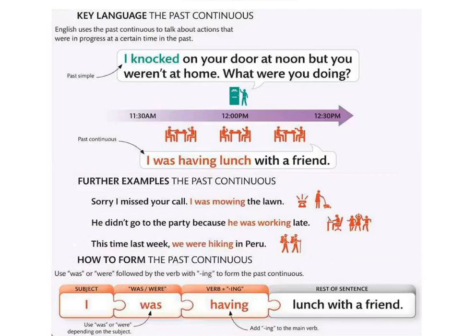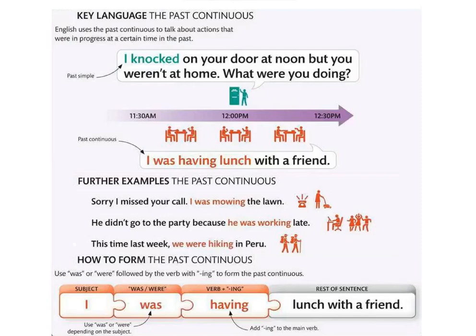In English, we use the past continuous to talk about actions that were in progress at a certain time in the past. So here we are talking about actions that happened in the past, but it was progressing in the past. Okay? Let's start with the first example where we use the past simple.